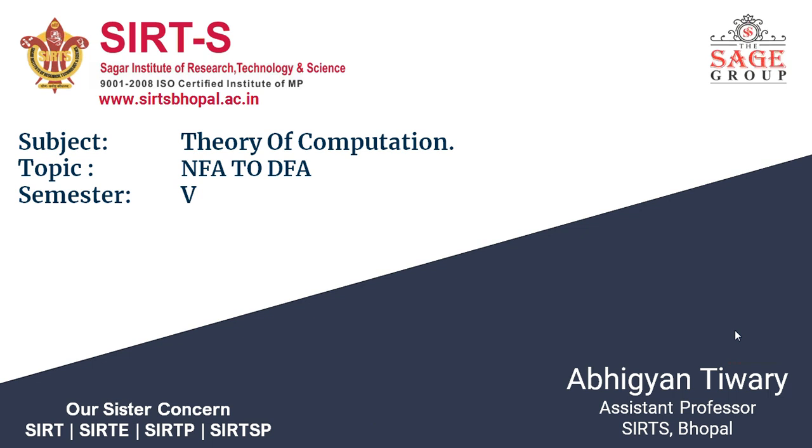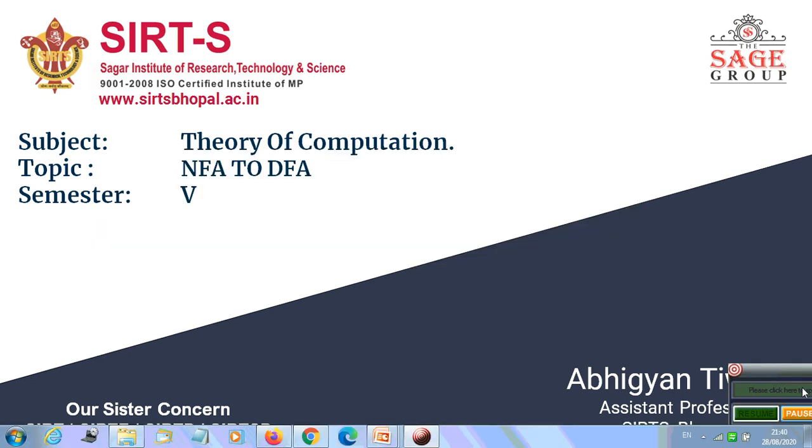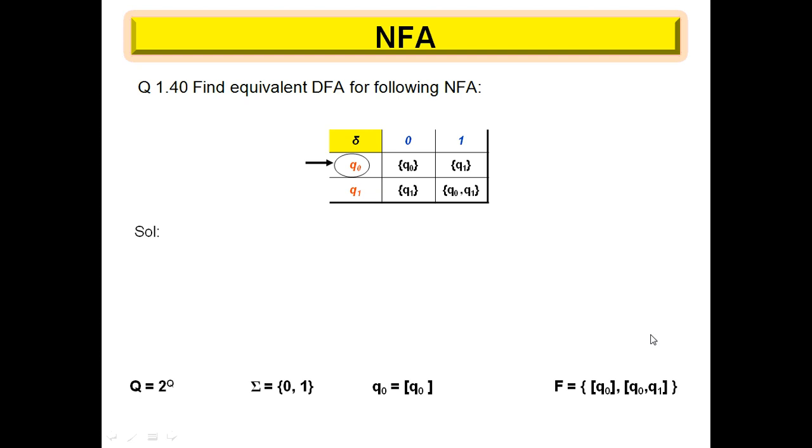Today we are going to see NFA to DFA. It means we are going to see the conversion of NFA to DFA. We are going to convert this NFA to its equivalent DFA. So the question given here is: find the equivalent DFA for the following NFA. So let's see the procedure of converting this NFA to its equivalent DFA.